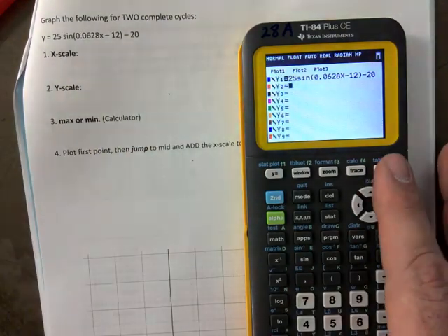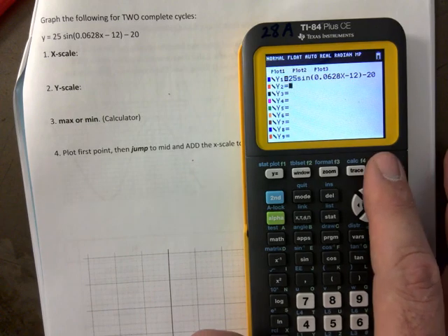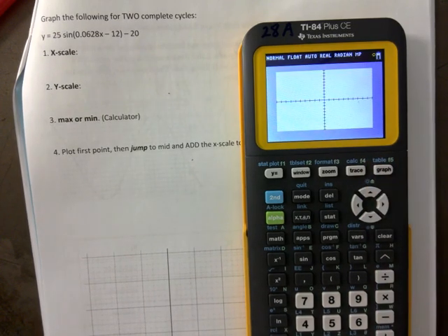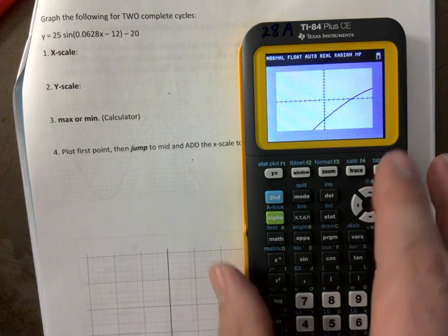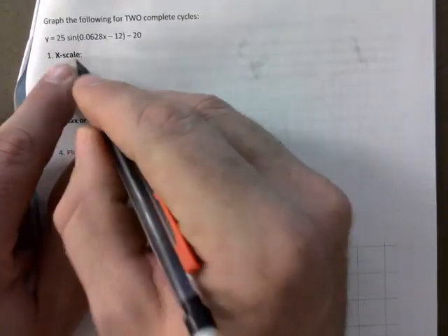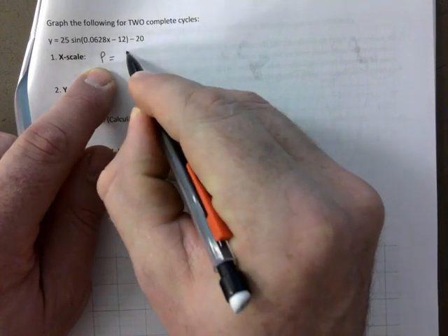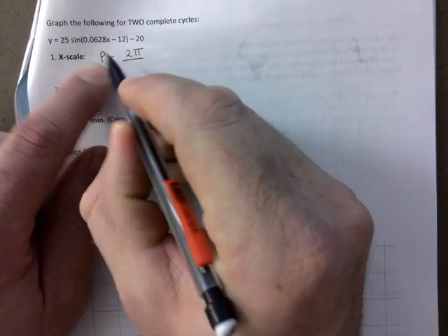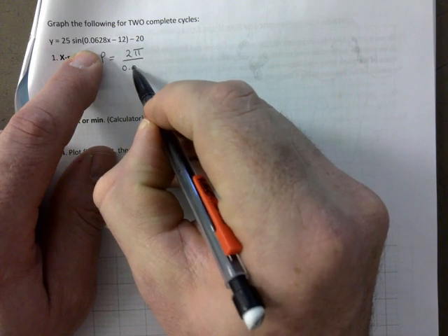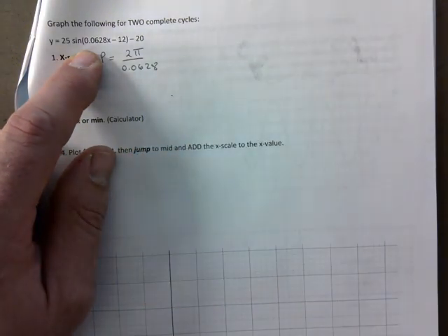So how about we try graphing it? Just try it. I don't know what's going to happen. Oh, see, it doesn't look very much like a sine wave to me. So just hold on a little bit. We're going to calculate things. We're going to figure out the x scale. First, we find the period, which is 2 pi divided by 0.0628.